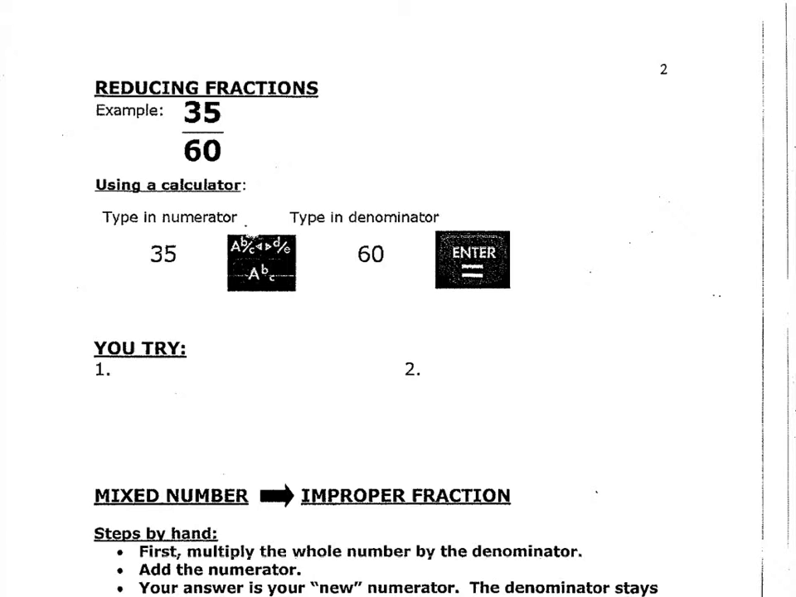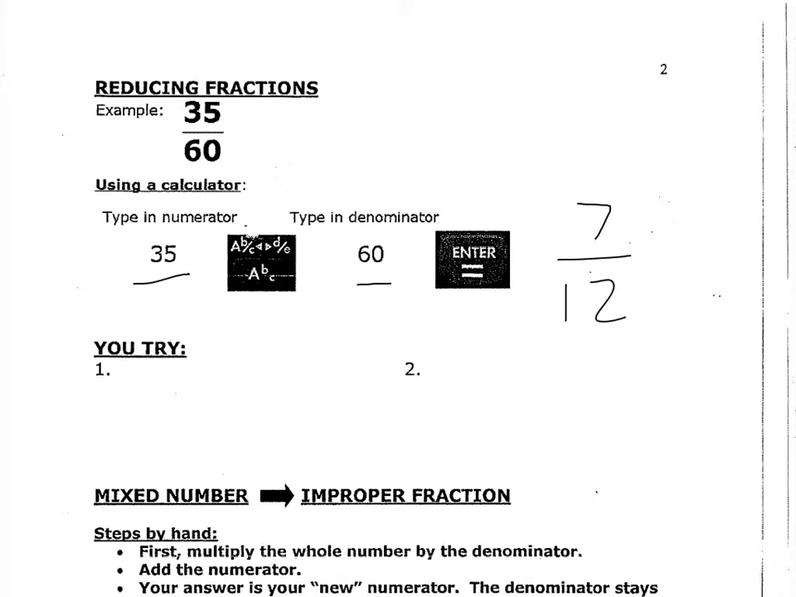So what you want to type in, go ahead and type in 35, and then you want to go ahead and find that button that says A b/c. So push 35, the A b/c button, and then 60. Go ahead and enter that, and what should come out is 7 over 12. So that's just an easy way that you can get fractions and reduce them in your calculator.